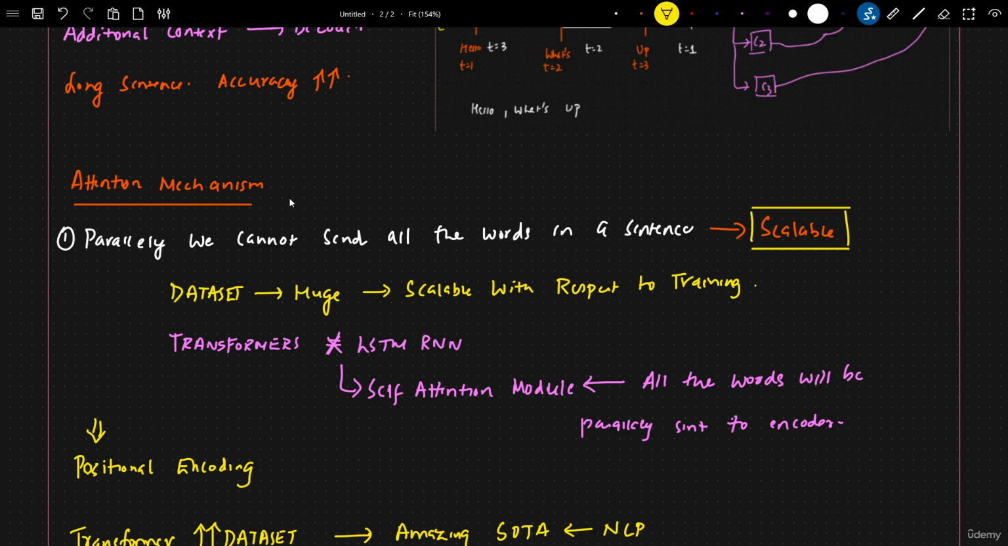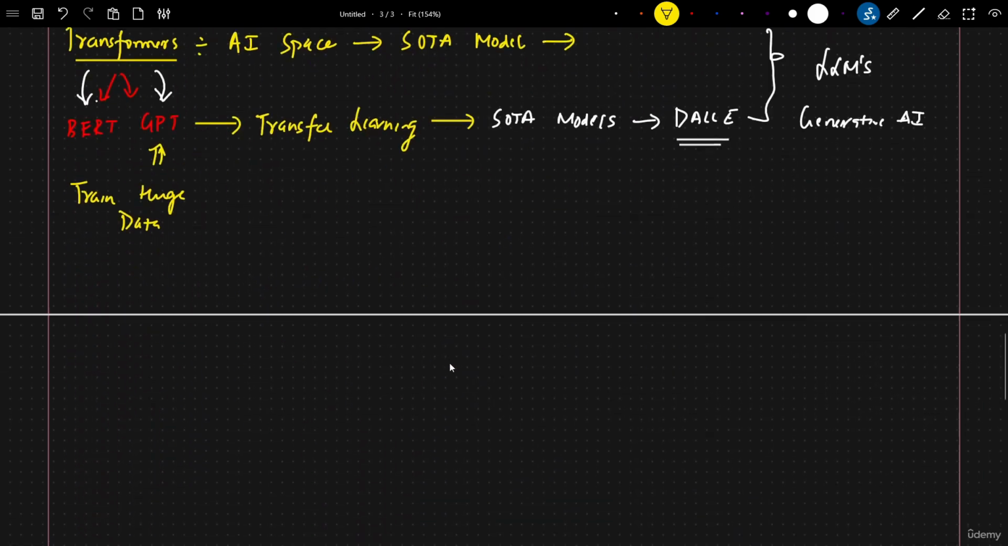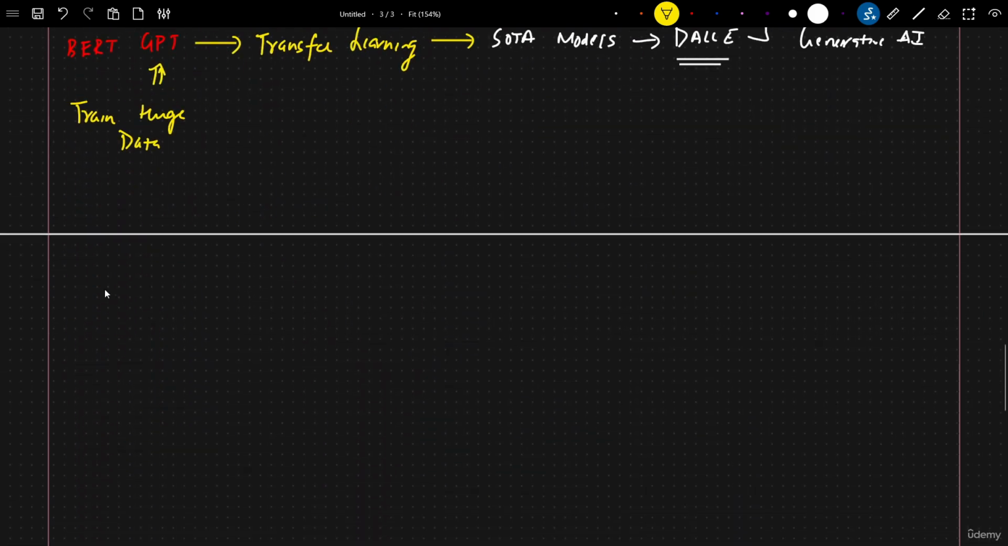We cannot send all the words in a sentence parallelly in the attention mechanism or encoder or decoder. But with the help of transformers, we are not at all using LSTM RNN. Instead, we are using the self-attention module. And the functionality of this self-attention module is that we will be able to send all the words parallelly for further processing. What exactly happens in this self-attention module, we'll discuss more about it. Okay, so I hope you got an idea about this. One more very important problem that we see in transformers is with respect to contextual embedding.